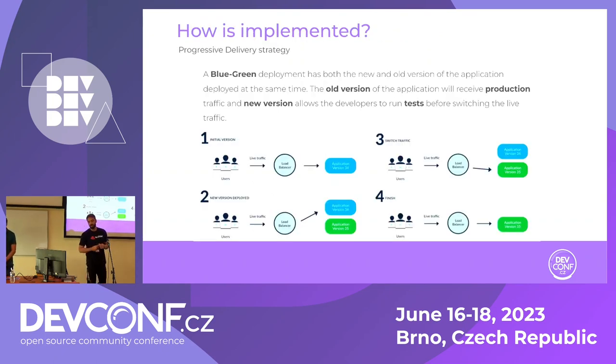How is it possible to implement this strategy? You have two options: blue-green and canary. In a blue-green deployment, the idea is to deploy the new version in parallel in offline mode. Why in offline mode? Because you need to test this new version. That's more or less the idea.